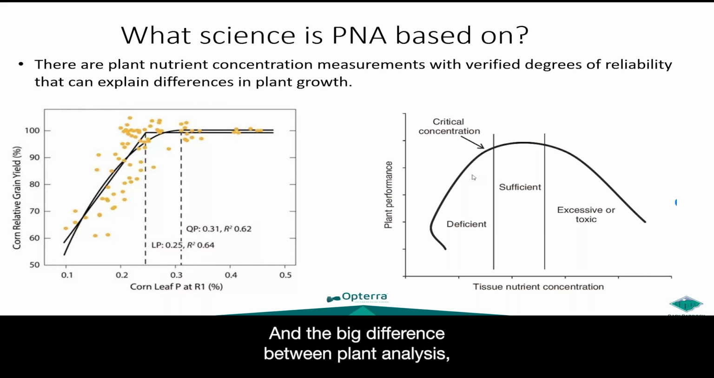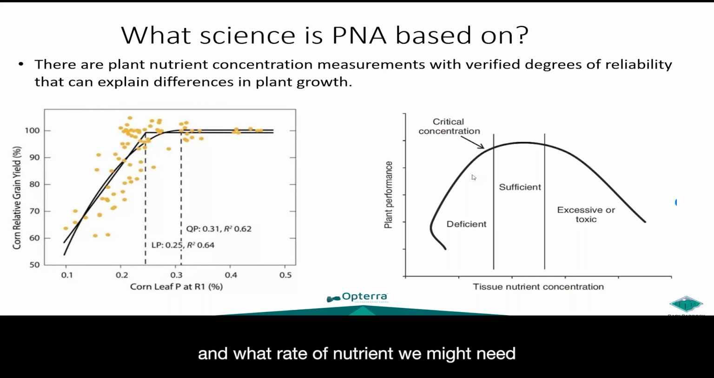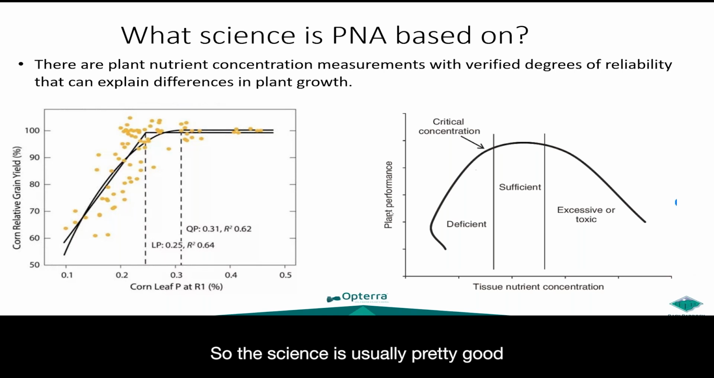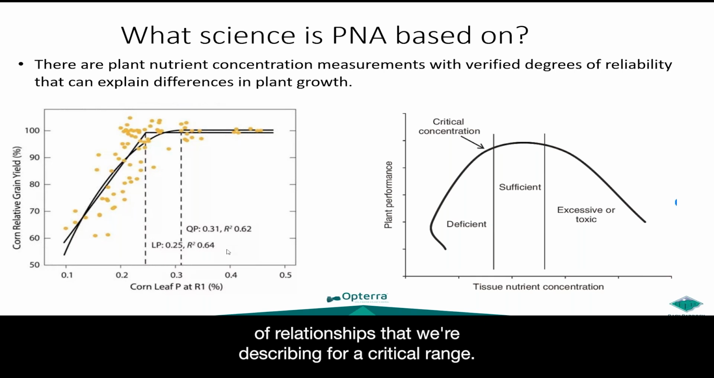And the big difference between plant analysis and soil analysis is frequently we don't necessarily have a direct relationship between the status of the plant and what rate of nutrient we might need to remedy the situation, whereas we do have calculations like that for soil analysis. So, the science is usually pretty good, and we see on the left-hand side the sort of relationships that we're describing for a critical range.